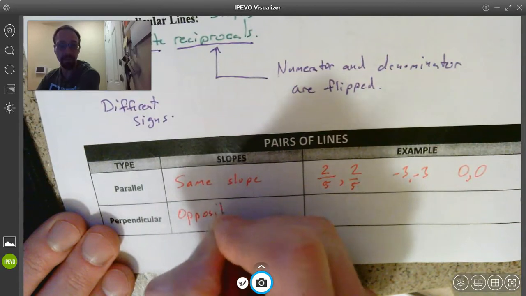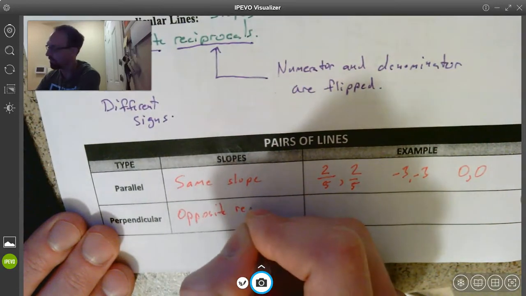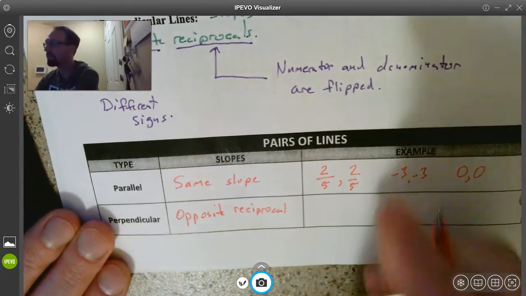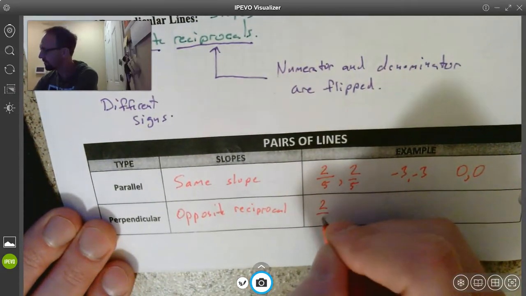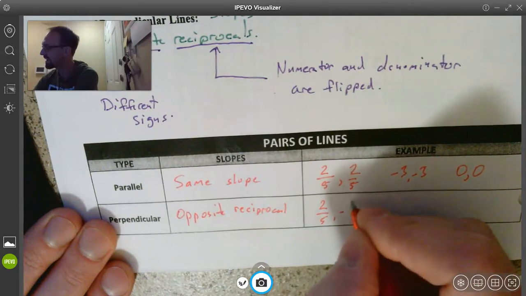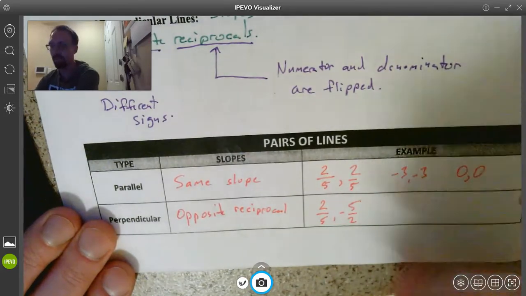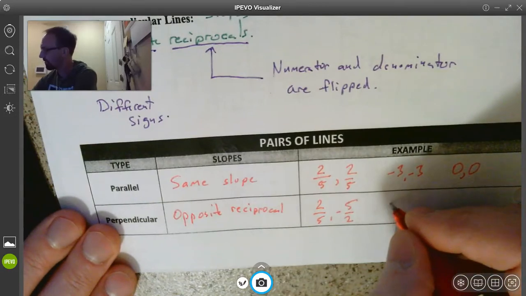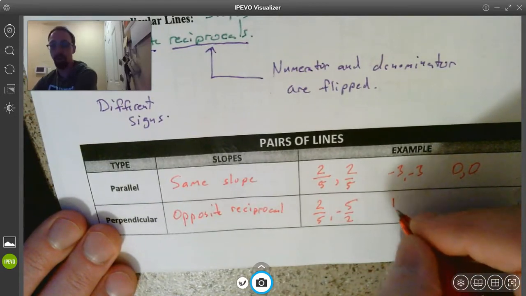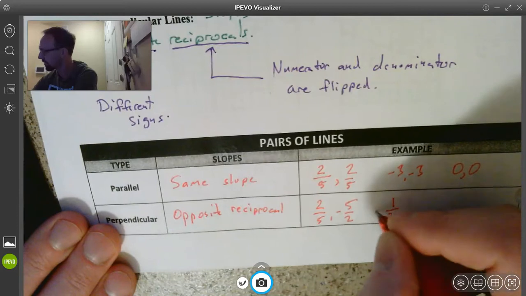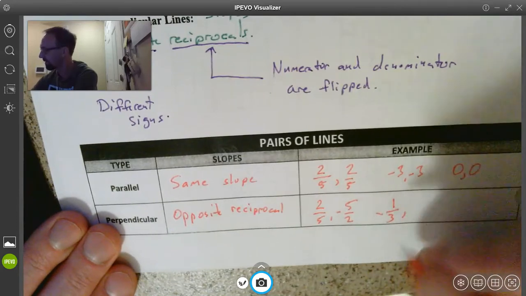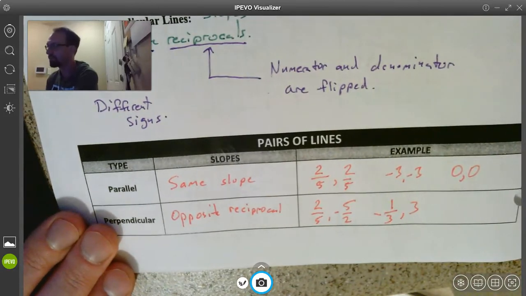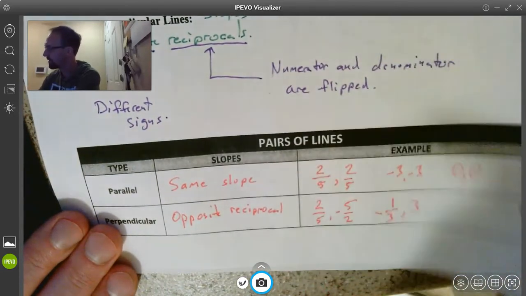And then perpendicular lines have opposite reciprocal slopes. So an example of this would be if I have 2/5 and -5/2. So remember, you have to change the sign and flip. Following this example, if I have -1/3, then if I take the reciprocal of this, I have a +3.